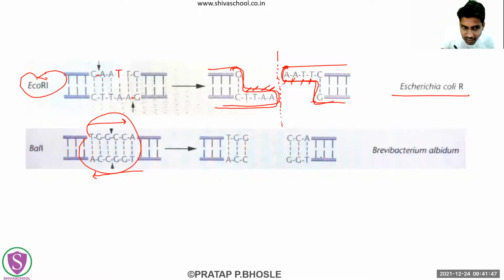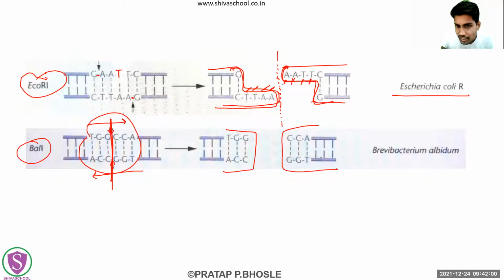But another enzyme like BAL1 can create cuts at the same location in a uniform way, and it will form this type of uniform ends. Now these are referred to as blunt ends. What are these called? Blunt ends.